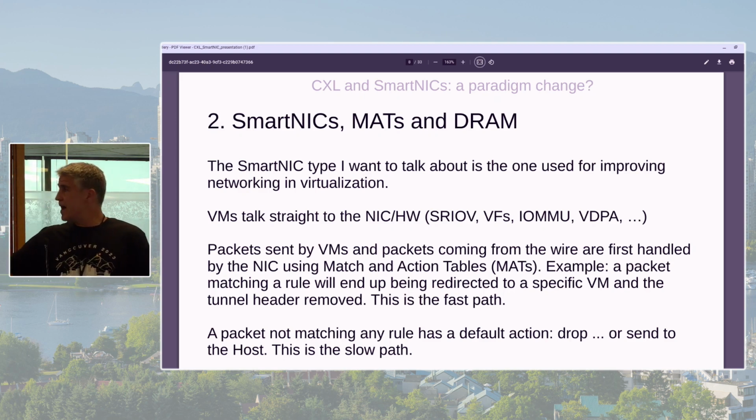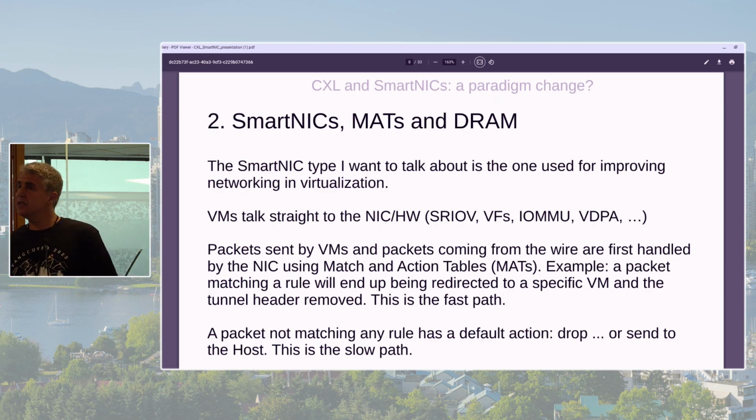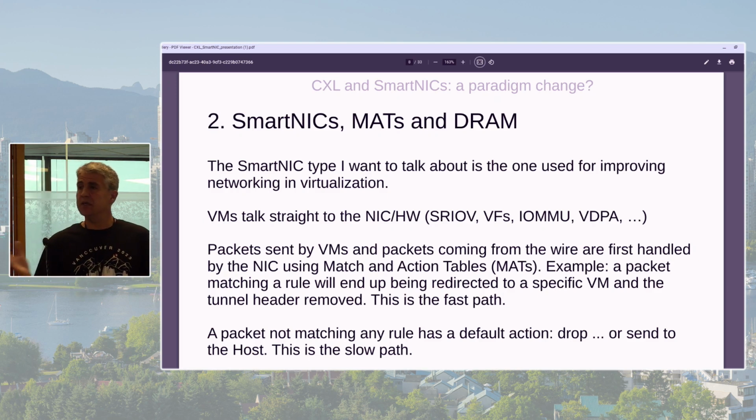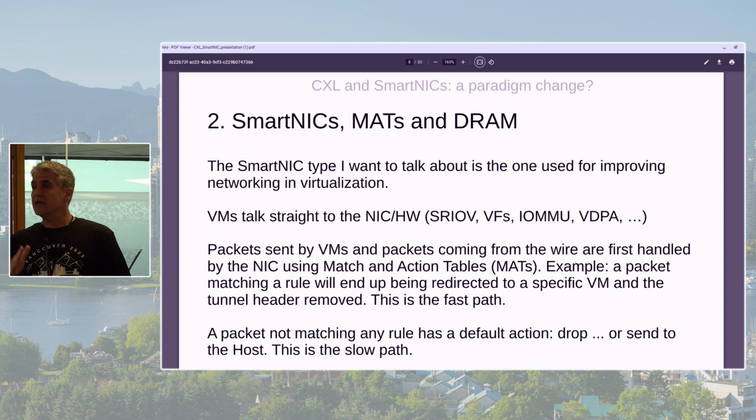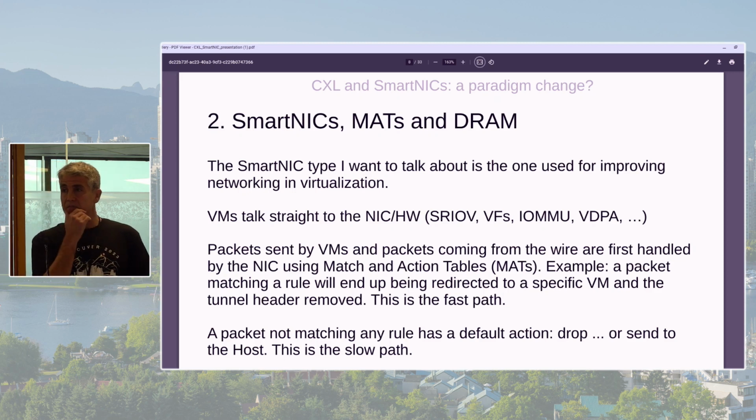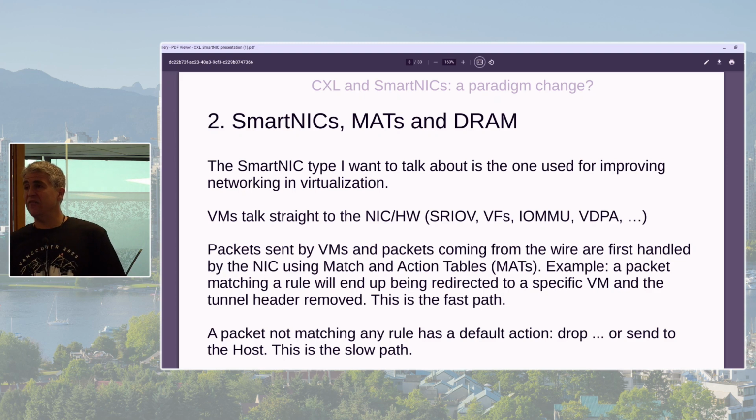So in these NICs, all the packets that come from the VM or packets coming from the wire are going to be handled by the NIC following those match and action tables, where the packet will be matched against these rules. If it matches one of them, there are some actions that will be applied. For example, redirecting a packet to a specific VM based on the channel and something maybe in the inner header, then you do the encapsulation and send the packet straight to the VM, right? This is the fast path.